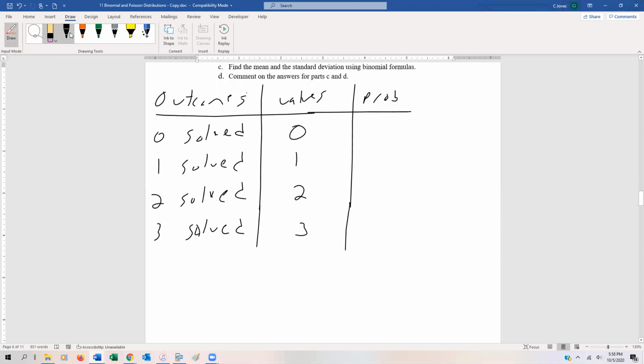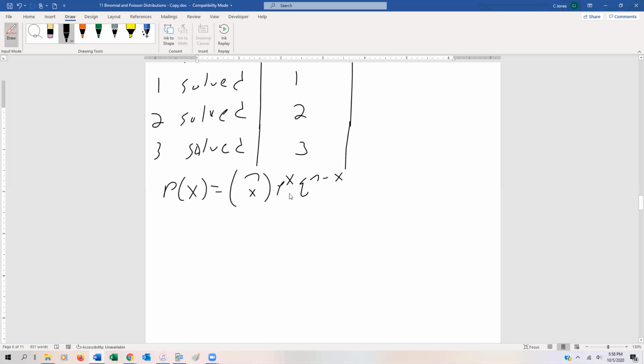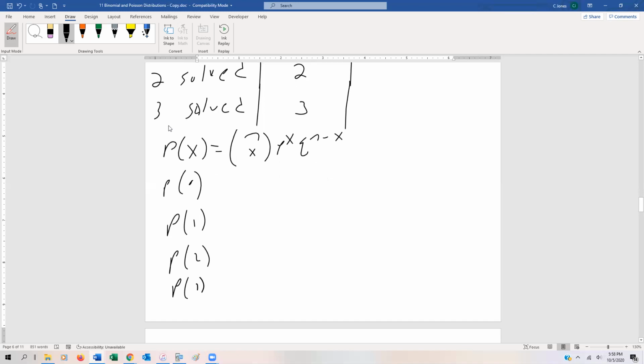All right, so remember our formula. P of x is equal to n combination x, p to the x, q to the n minus x. And we're going to use that 4 times. We're going to use 0, 1, 2, and 3. And we know in this problem that n is 3, because there's 3 possible crimes. The probability of success is 0.80 or 0.8, and the probability of failure is 0.2. So let's just go right through the list, and we're going to find P of 0, P of 1, P of 2, and P of 3. And we can just set them all up at the same time.